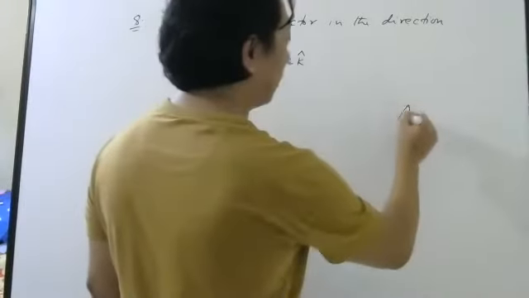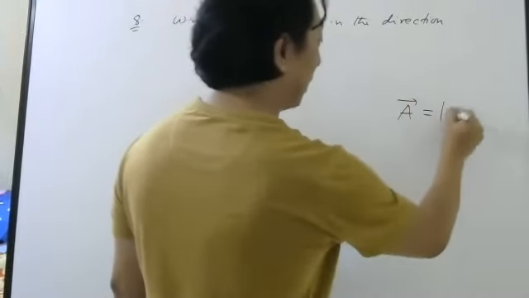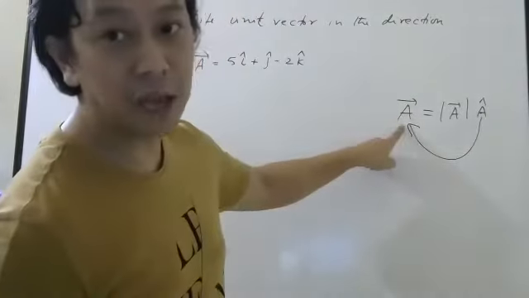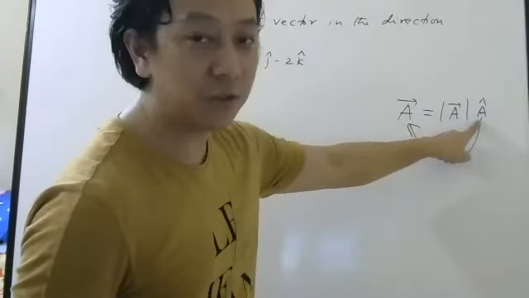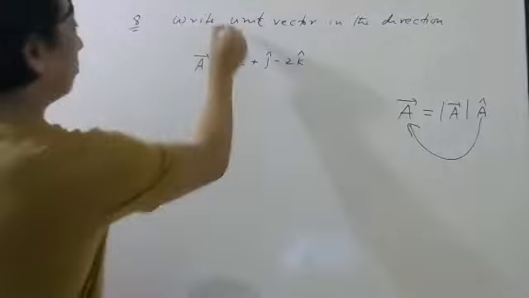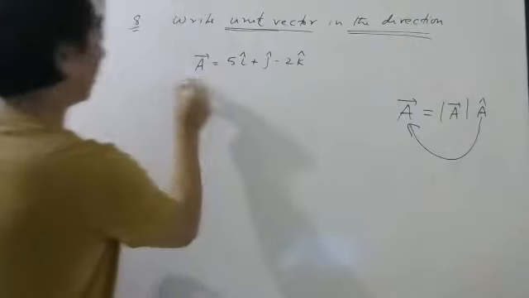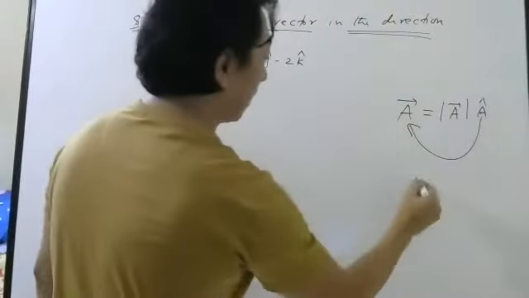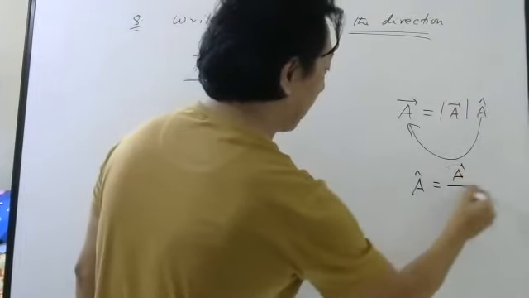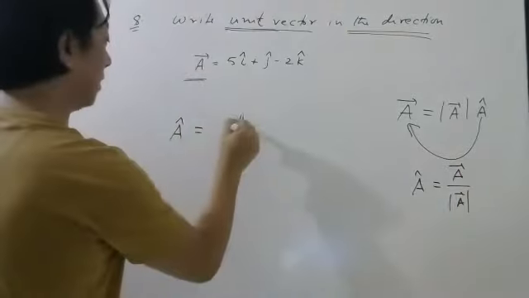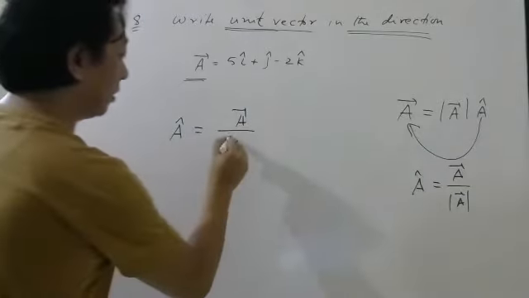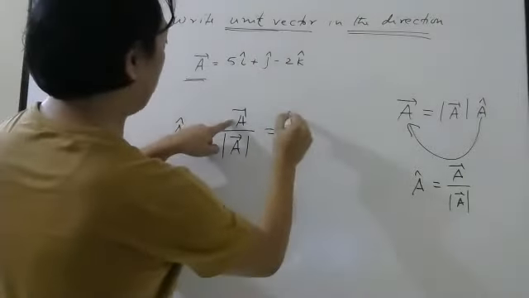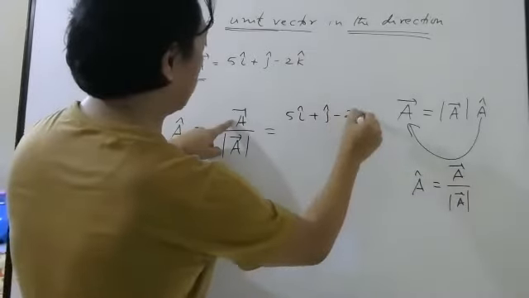What is the definition of unit vector? Any vector is magnitude times the unit vector in the direction of this vector. 1000 times I have told already. So this must be the unit vector in this direction. So to find the unit vector, what will you do? Just cross multiply and rearrange. It will be a bar by magnitude of a. You can write a, or you can write the magnitude with the modulus sign. So a bar we know already, 5i cap plus j cap minus 2k cap.